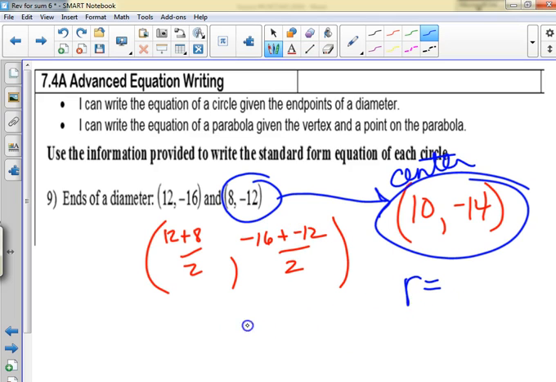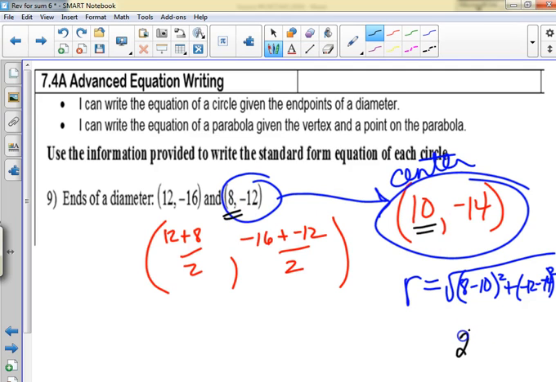All right. Well, the formula is the radius would be the square root of 8 minus 10 quantity squared plus negative 12 minus negative 14 quantity squared. I do that in my head: how far is 8 from 10? How far is negative 12 from negative 14? Okay, so 2 squared plus 2 squared is 8. So the radius is square root of 8.